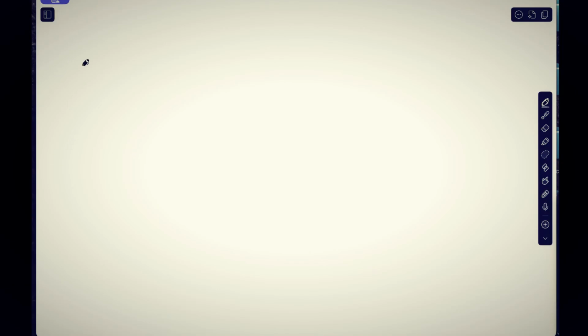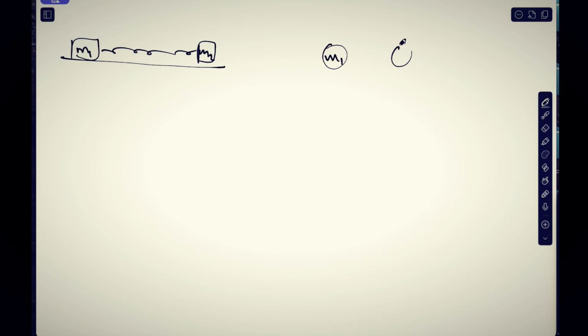So see, if we have a two-object system, M1, M2, it can be a spring block system moving on a smooth surface. It can be two objects which are going to collide completely inelastically. So later they become one system, one object, and move together.